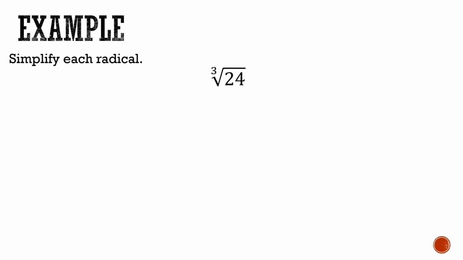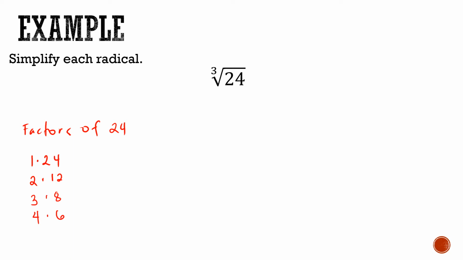Example number 2 is the cube root of 24. The same process will be applied. Get the factors of 24. So the factors of 24 are 1 multiplied by 24, 2 multiplied by 12, 3 multiplied by 8, and 4 multiplied by 6.